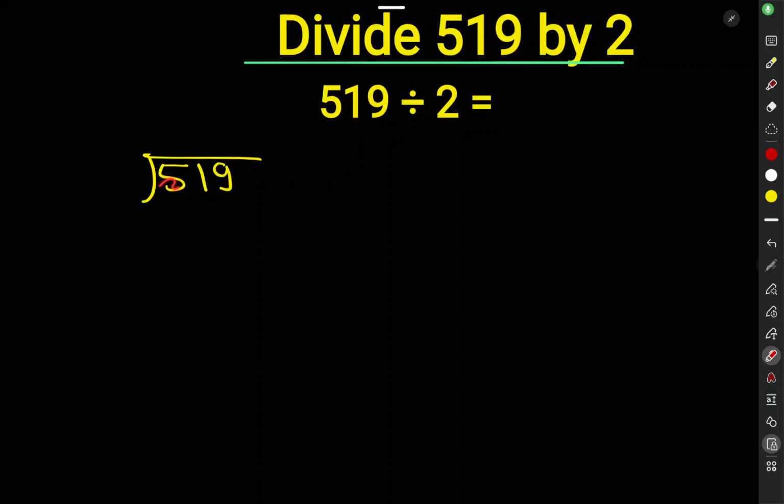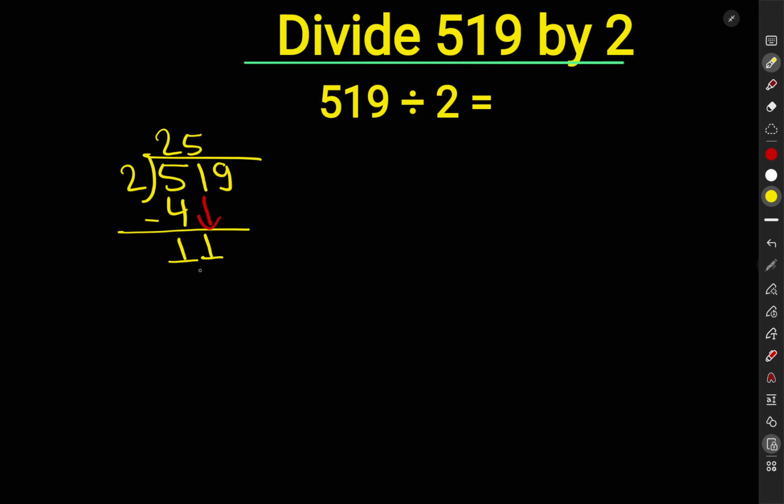We divide 519 by 2 in the long division method. 2 times 2 is 4. On subtracting we get 1. So we put down this 1 and it is 11.